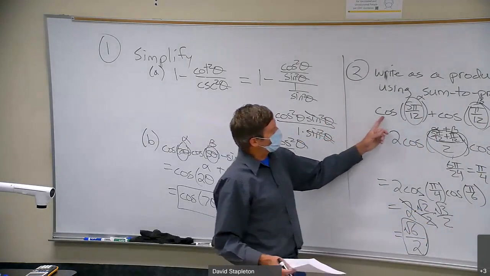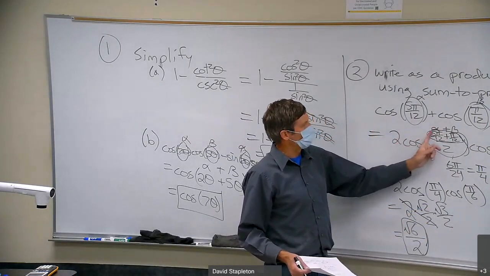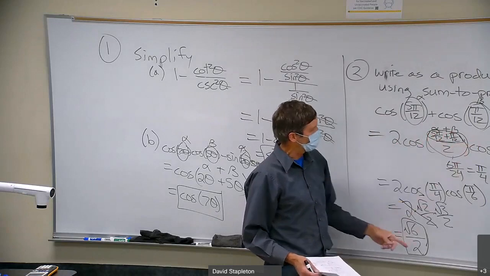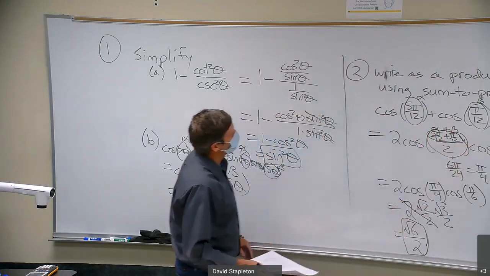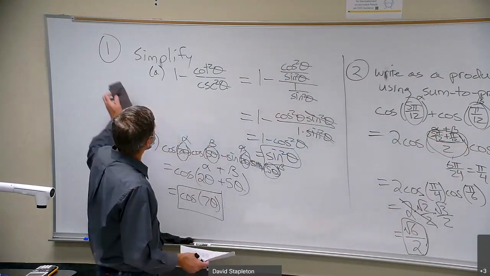Given this identity, cosine alpha plus beta is 2 cosine of the sum over 2, cosine of the difference over 2. We can evaluate this one by a sum to product formula.